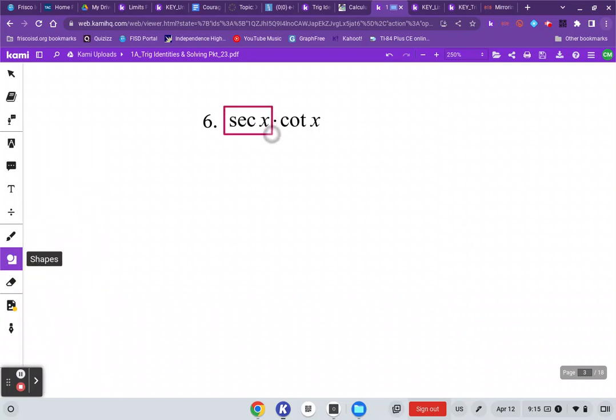Secant of x. It's not squared, it's just one single secant, and there's really only one thing that we can put in its place. Secant is the same as, you can look at your identities list, it's the same as 1 over cosine. So I'm going to replace secant of x with 1 over cosine of x. I've just substituted something else that it's equal to.